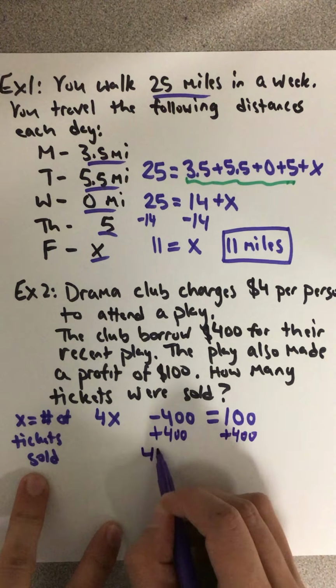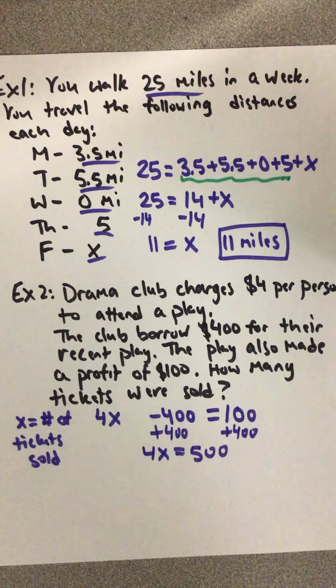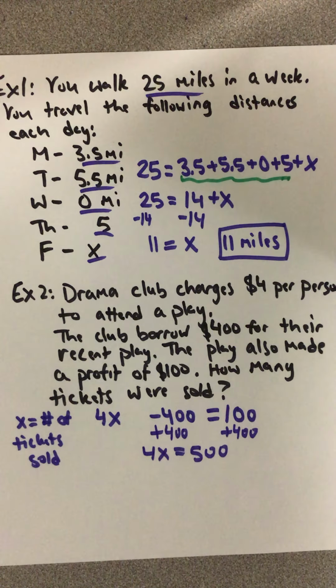This is a good spot to stop and conceptually think about what this says. This says that 500 total dollars came in. If we lost $400 earlier on spending to make the play, that means we must have made 500 in order for there to be a profit of 100.